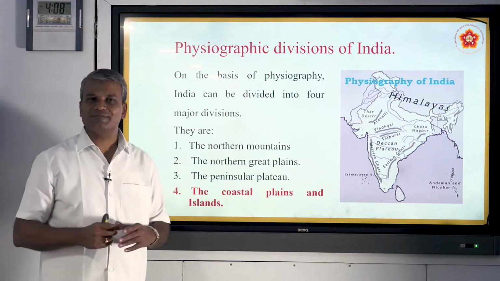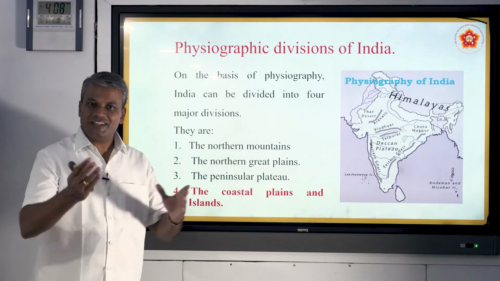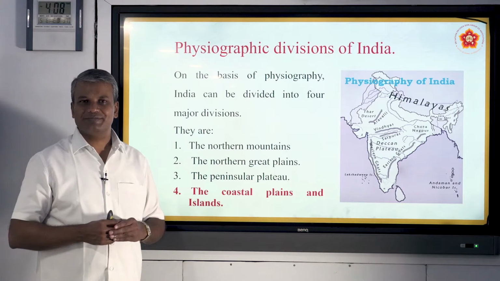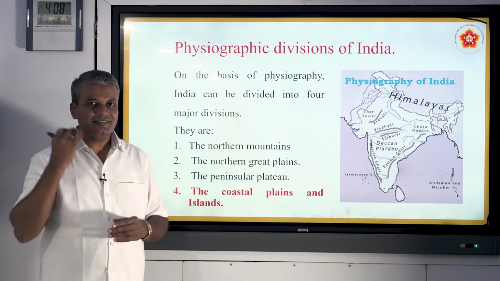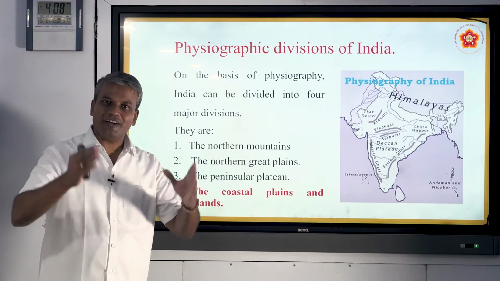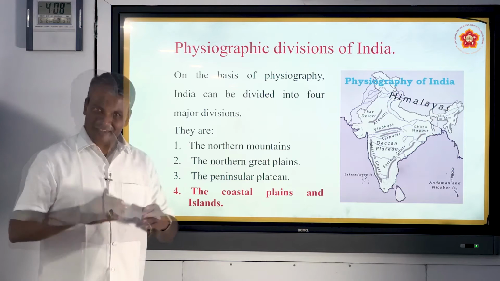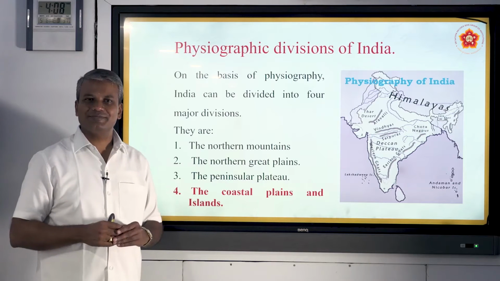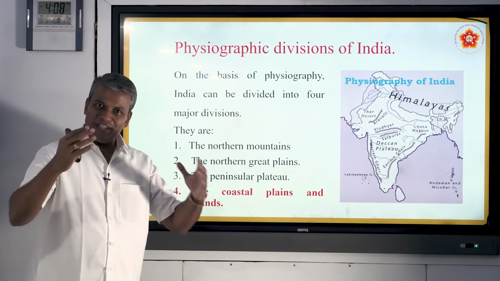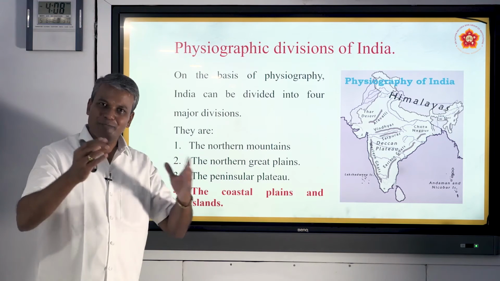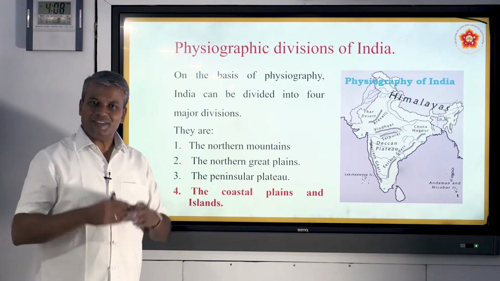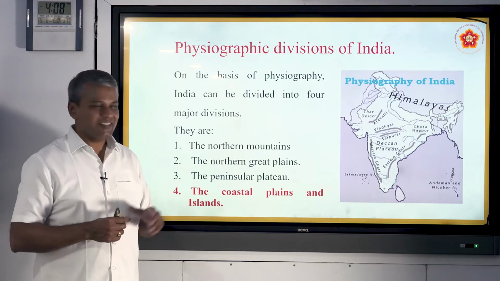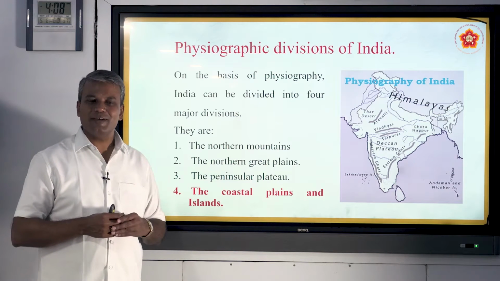Can you name some of the importance or uses of the northern mountains? There are so many uses. Firstly, it protects us from foreign invasions. The second, very good, it protects us from the cold wind. Yes, it is a storehouse of water, storehouse of minerals, and so many rivers take birth in that. It is useful for terrace cultivation. Yes, these are all some important uses of the Himalayan mountains.